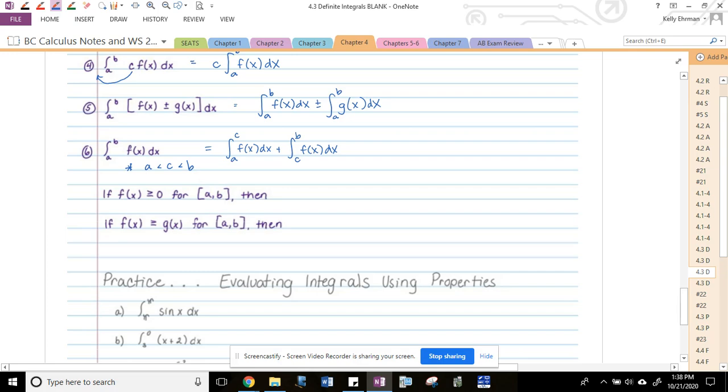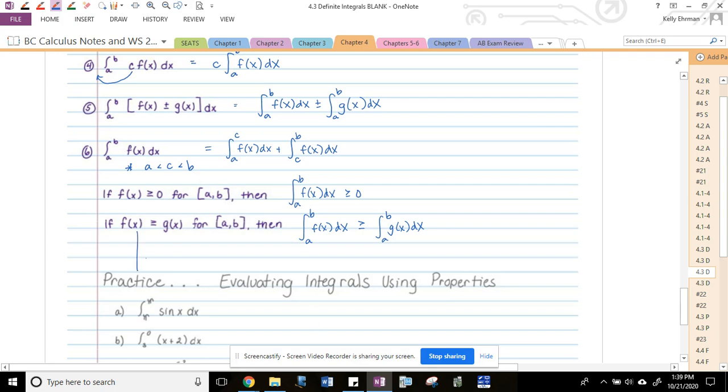And then finally, if f of x is greater than or equal to 0 on this interval, then the area under the curve, the integral from a to b of f of x dx, is also going to be greater than or equal to 0. And if f of x is greater than or equal to some other function g of x from a to b, then we know that the area under the curve of f of x should be greater than or equal to the area under the curve of g of x.